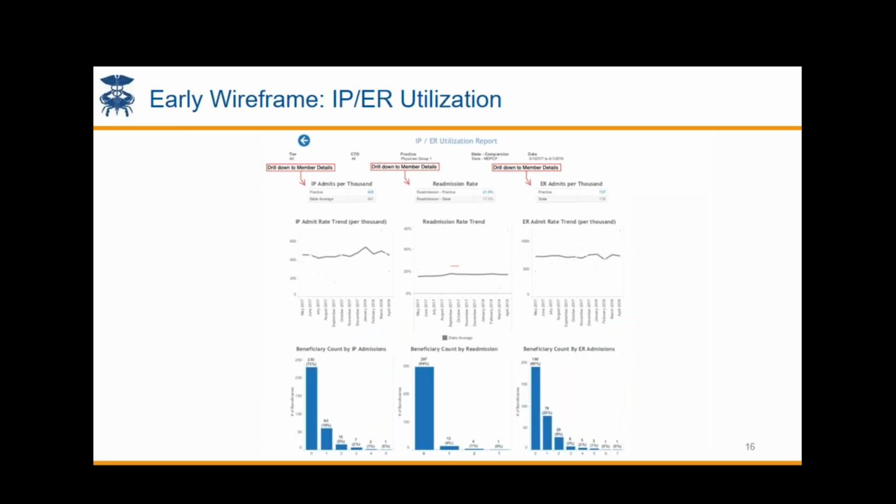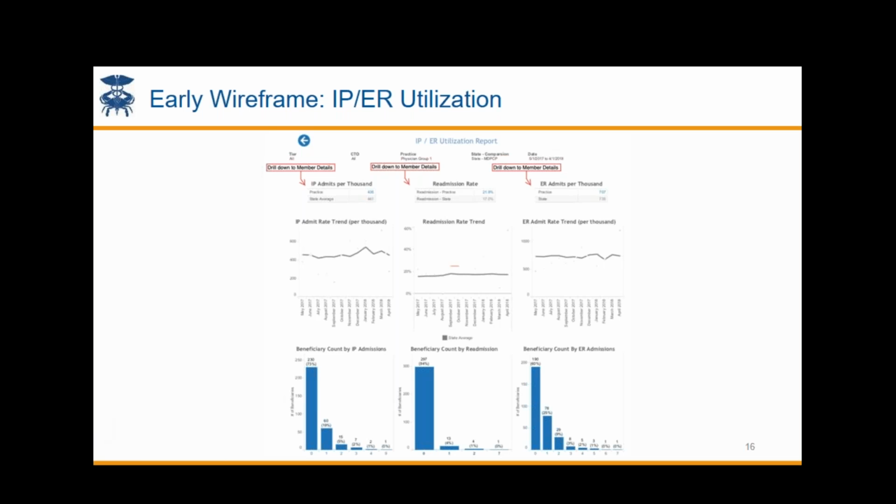Next slide. Okay, so this is an early wireframe of utilization. We're looking here at inpatient utilization rates, readmission rates, and emergency room utilization rates. So we have that as a high level in the table. We're also looking to be able to view that trended over time. And we also, again, want to have the ability to drill down to the patient level.